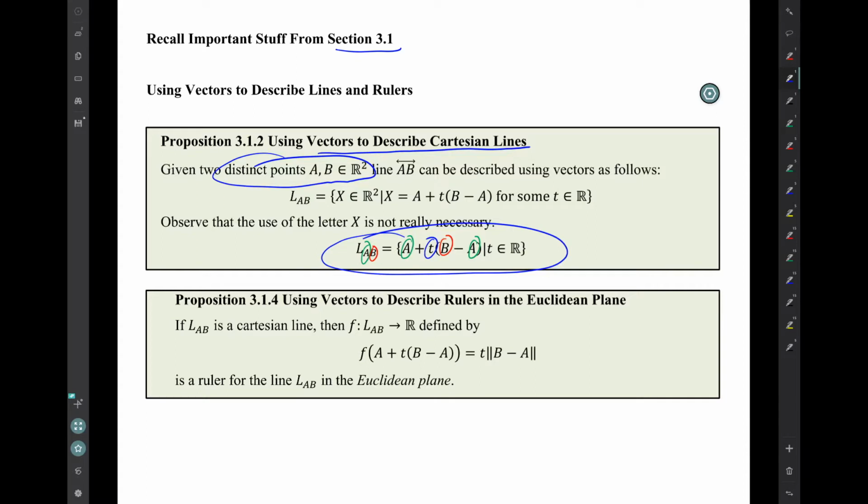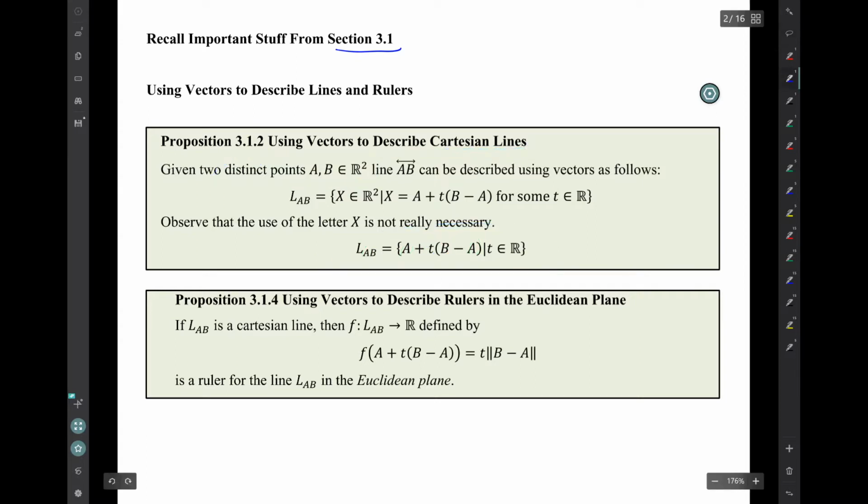Now remember, the Cartesian plane is the incidence geometry that's used in the Euclidean plane and in the taxicab plane and in the max plane as well. Also in section 3.1, we discussed how you can use vectors to describe rulers in the Euclidean plane. Here's how that works. If you have a Cartesian line, LAB, then this function from that line to the real numbers, defined this way, is a ruler for that line.